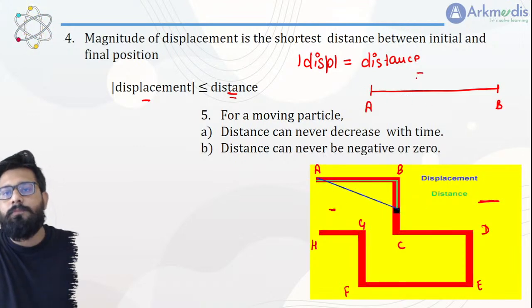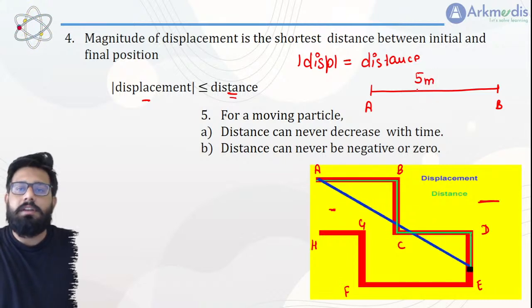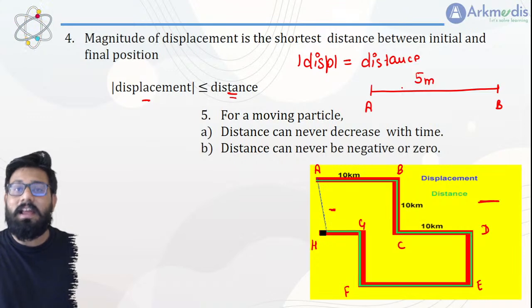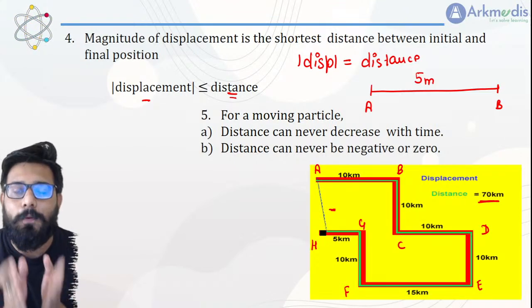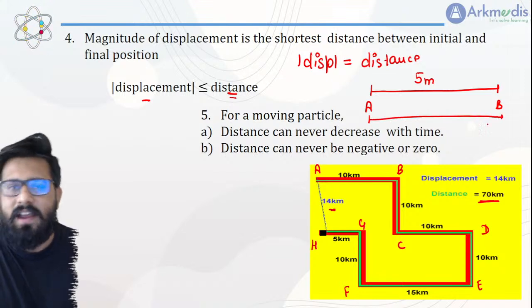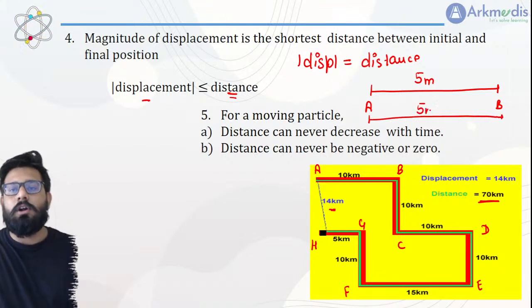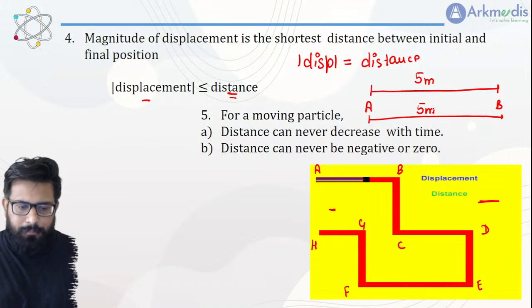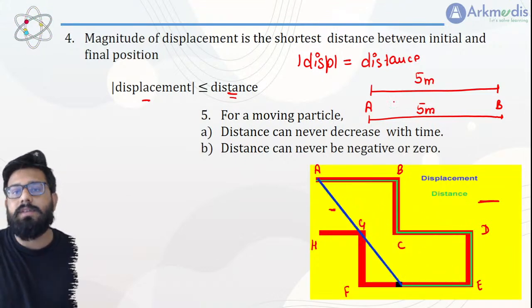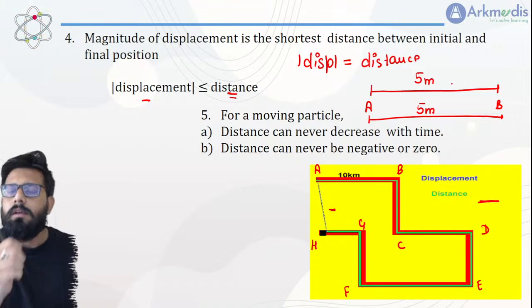Suppose it moves 5 meters, so your distance comes out to be 5 meters. Also we know that displacement is the shortest distance between the initial and the final position. So A is the initial position, B is the final position, and the shortest distance between them is again 5 meters. So yes, your distance and displacement both are equal only and only in the case when the particle moves along a straight line.